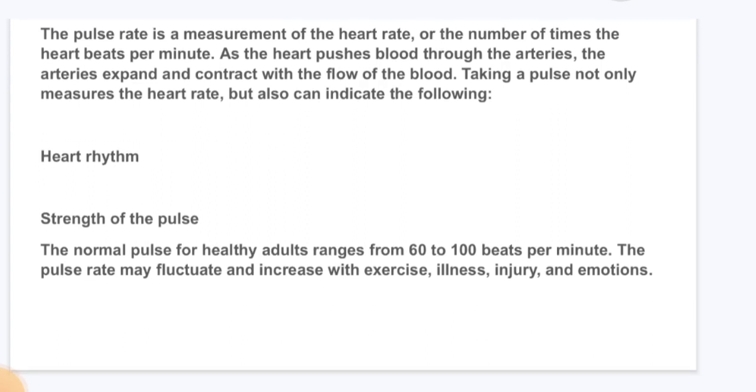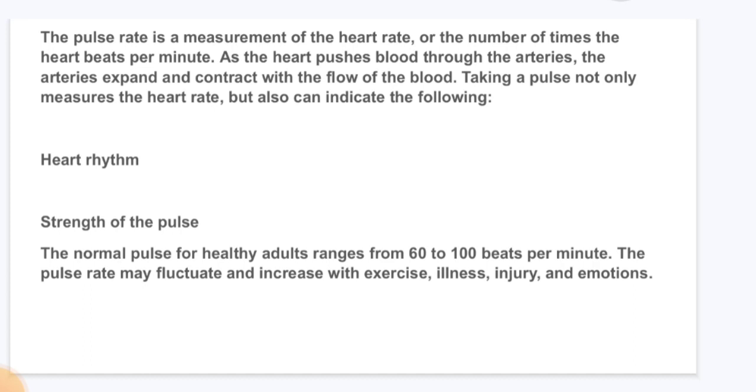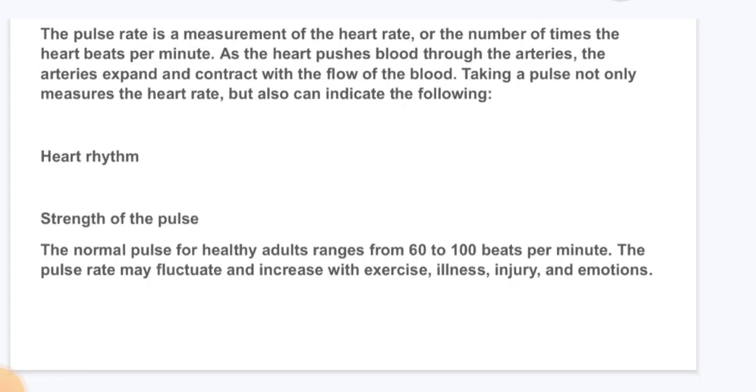Then it indicates the following: heart rhythm and strength of pulse. A normal pulse for a healthy adult ranges from 60 to 100 beats per minute. The pulse rate fluctuates and increases with exercise, illness, injury and emotion. Exercise, illness, injury and emotions mean the pulse can also vary.